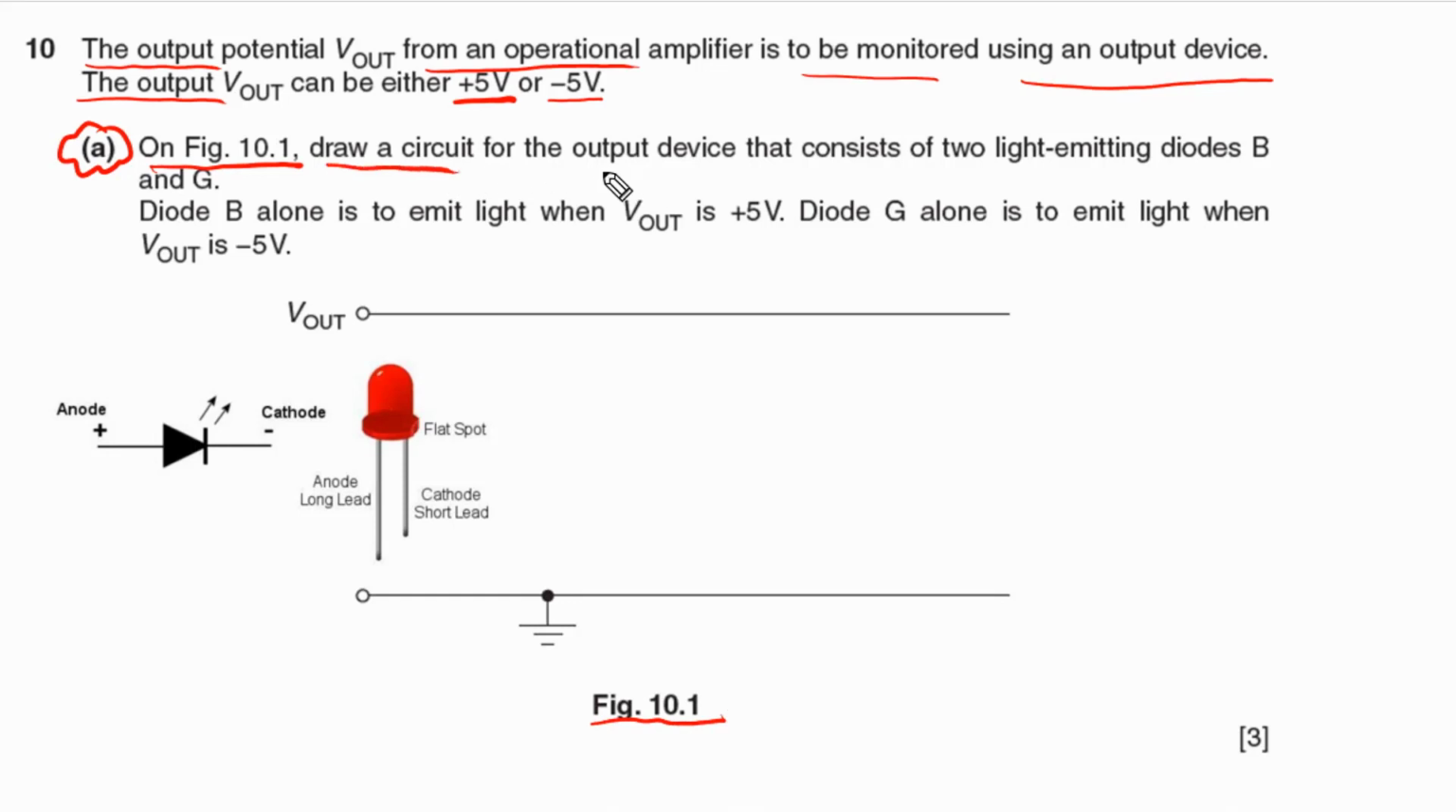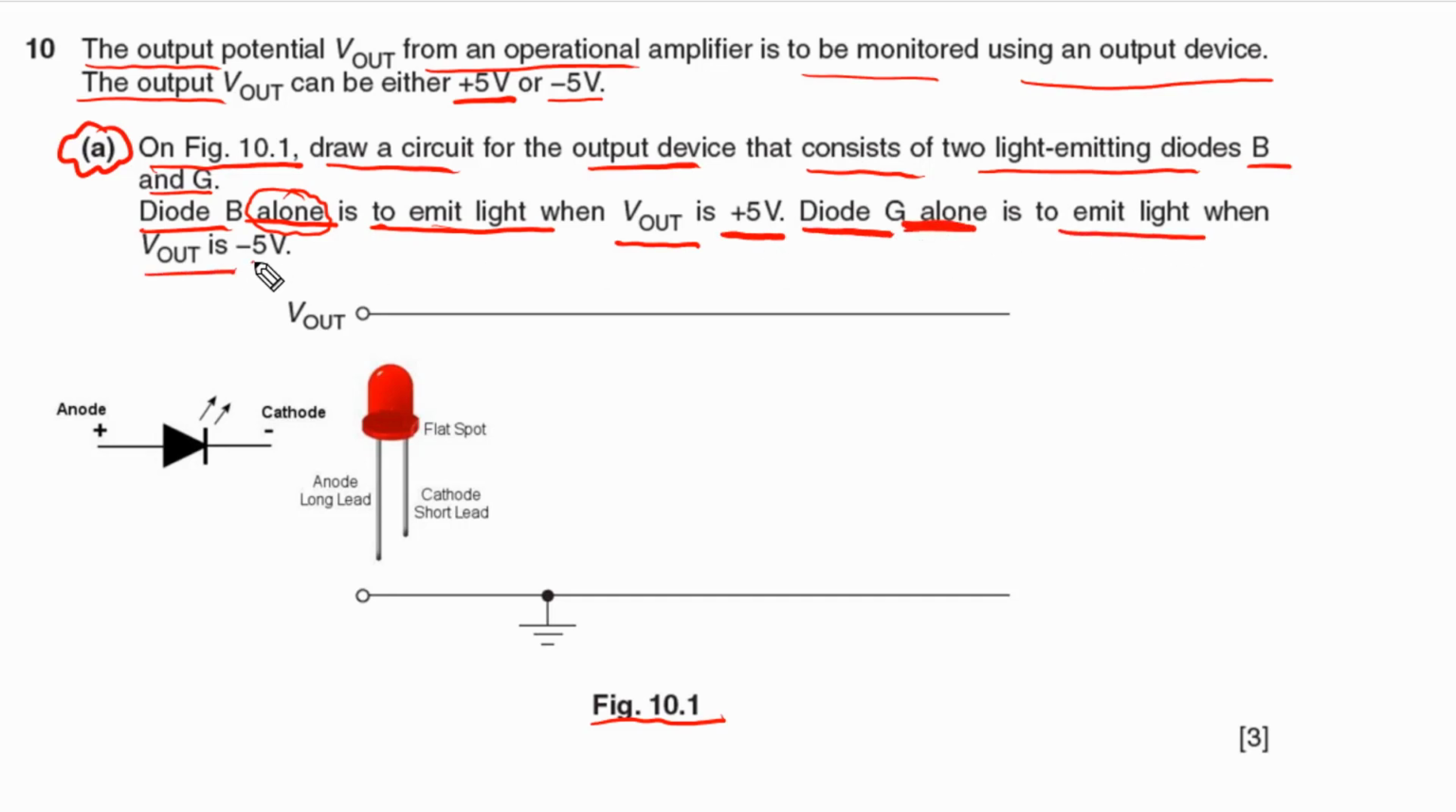We need to draw a circuit for the output device that consists of two light emitting diodes, B and G. Diode B alone, a very important thing to understand, alone means only diode B has to emit light when V out is positive 5 volts, and diode G alone means only G has to emit light when V out is negative 5 volts. So this is what is given to us.